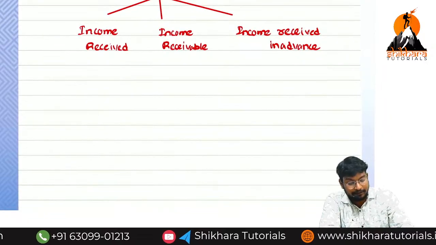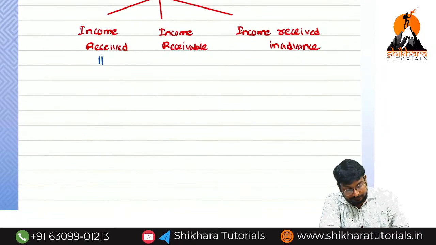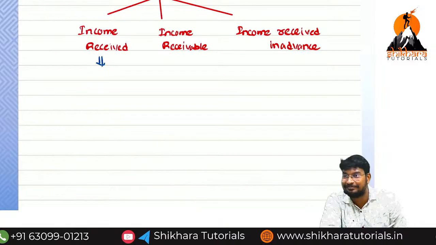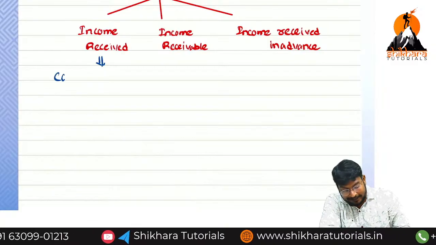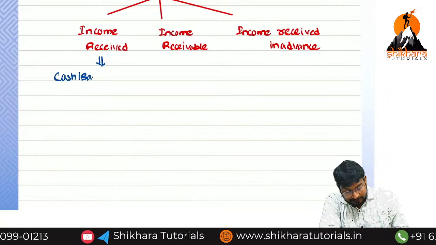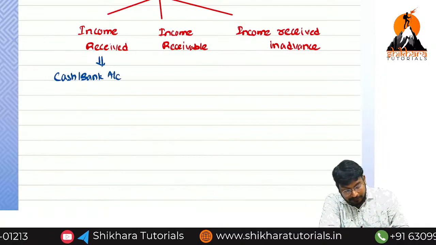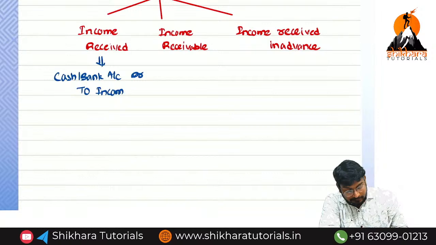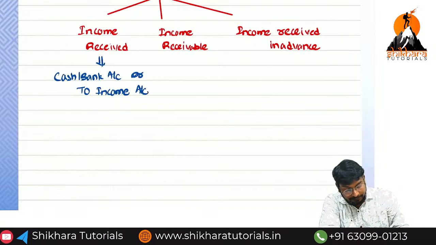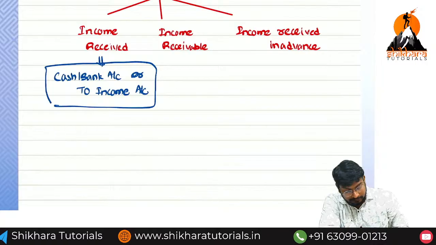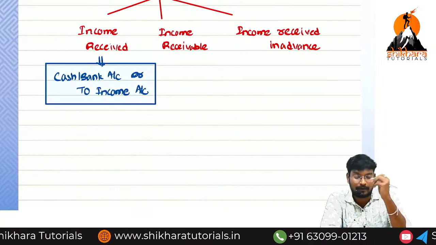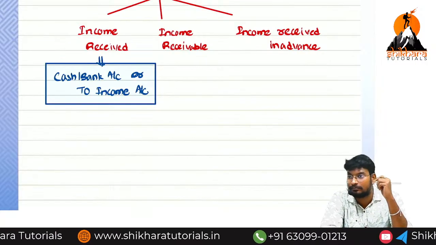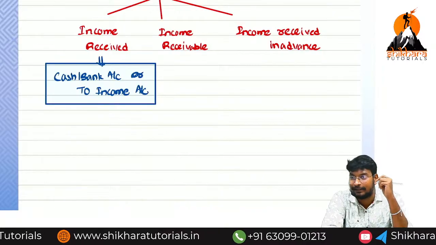What is the entry for the income received? Cash or bank account debited to income account. Okay? He's thinking. Next, then after.